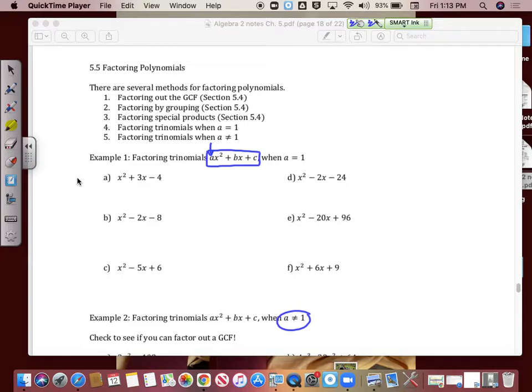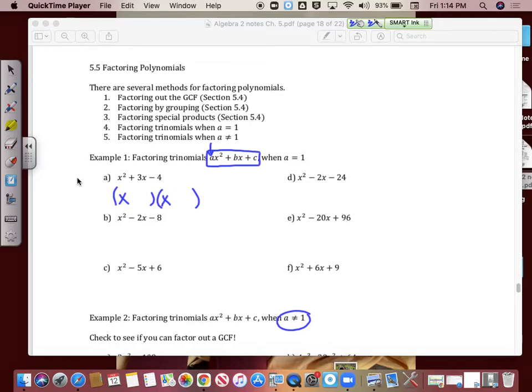So the next method we have is a factoring trinomials method. And what happens with this is when you have a trinomial, you're always going to have your answer be a binomial times another binomial, kind of like this. So it's either going to be x plus a number times x plus a number, or x plus a number times x minus a number, or x minus a number times x minus another number. And here's how it works.